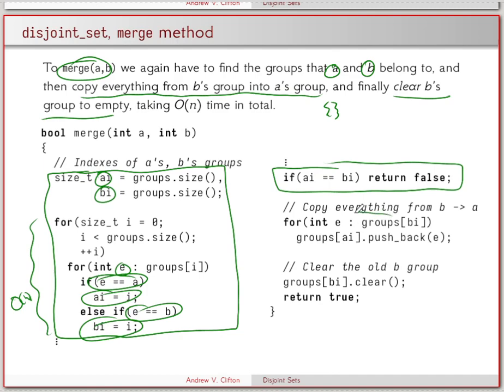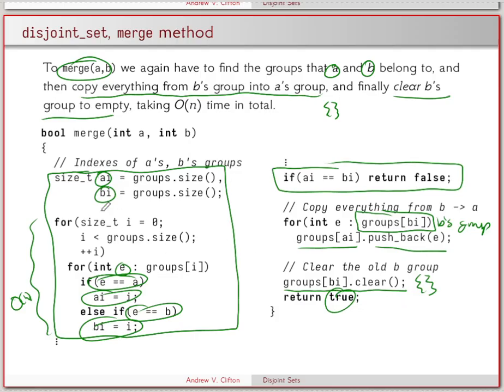Otherwise, we loop over everything in B's group. So this is B's group here. And we're going to push it back into A's group. So now everything in B's group is in A, but it's also still in B's group. So then finally we clear B's group, resetting it to the empty vector. And then we return true to say that, yes, I did something, right?